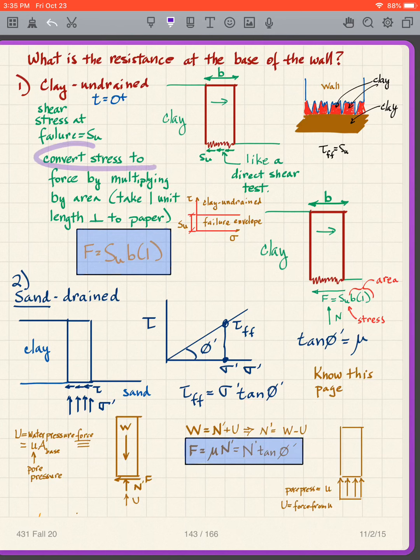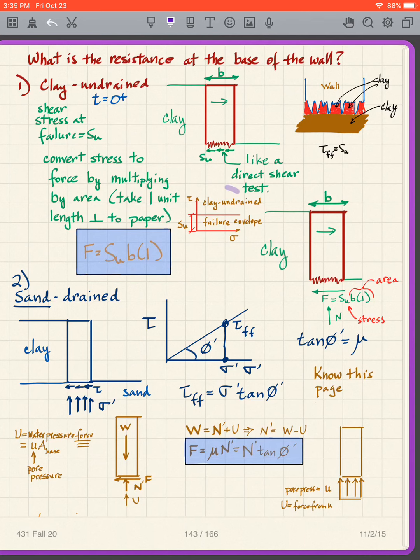I need to convert that stress to a force. Well, what do I know? Stress times area is force when the stress is constant. So we're going to multiply by the area of the shear surface. I'm going to take 1 unit in length perpendicular to the screen. So my shear force at the base is going to be SU times the width B times 1 perpendicular to the screen.